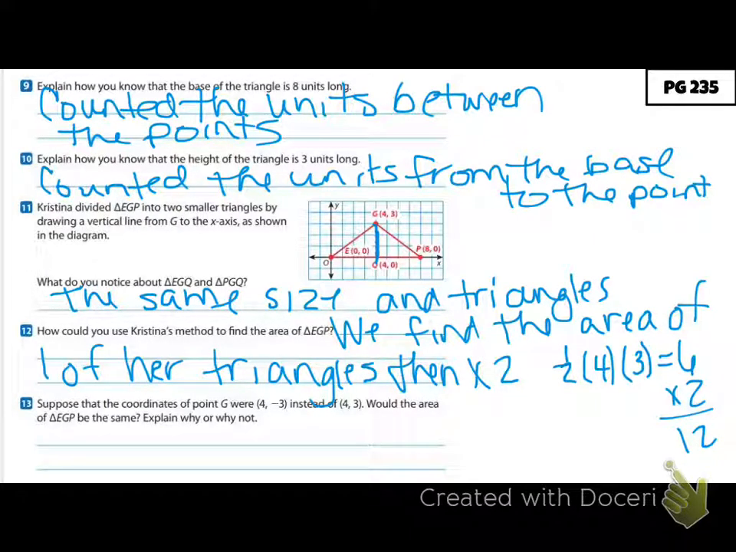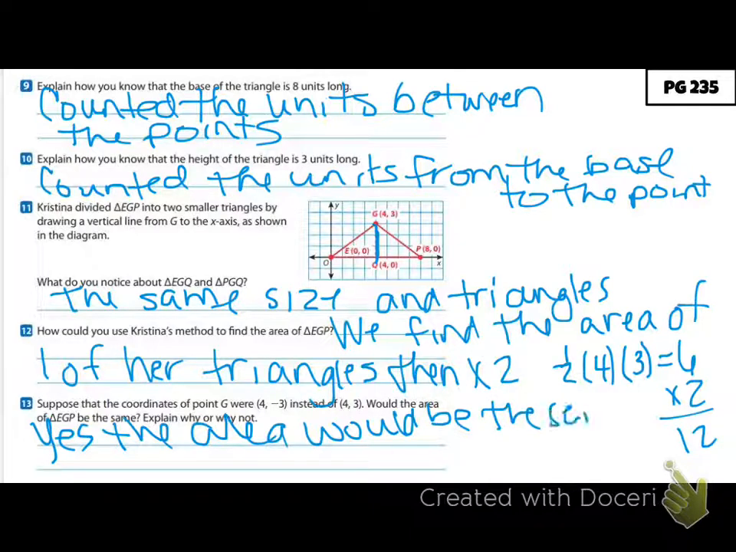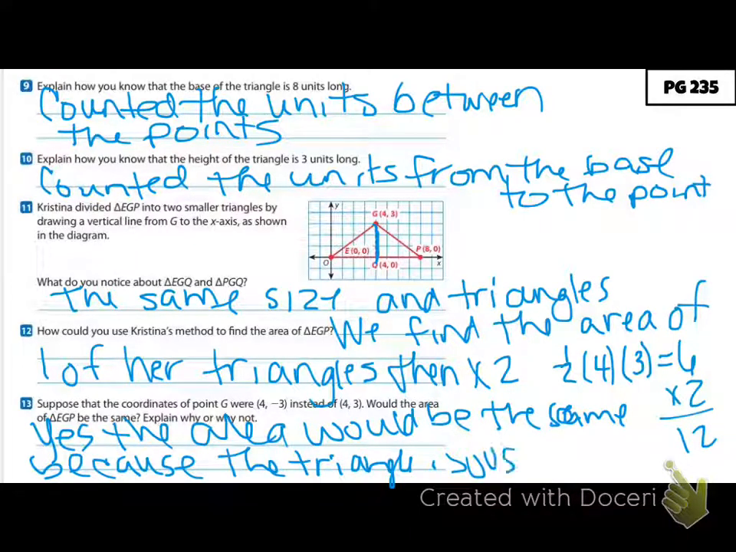So 13 says, suppose the coordinates of point G were 4, -3 instead of 4, 3. Would the area of the EGP triangle be the same? Explain why or why not. Well, if right now the point is a +3 and we move the point to a -3, we're still the same distance from our axis. So yes, the area would be the same, because the triangle is just flipped.